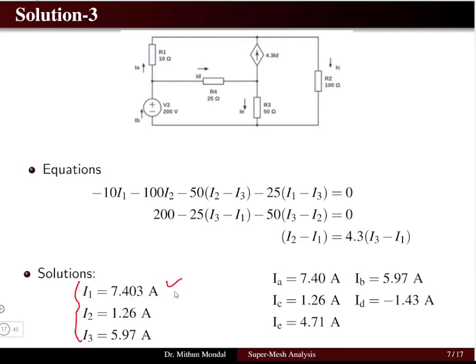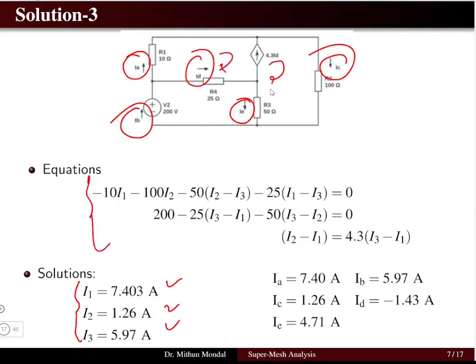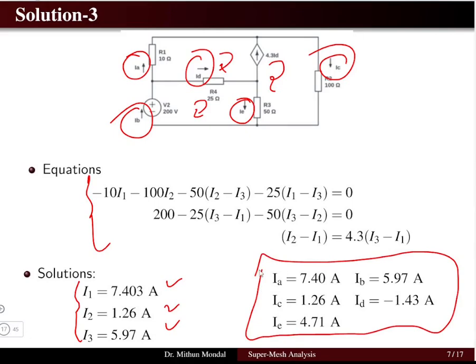Once we have got I1, I2 and I3, the individual current that is flowing through each element we can determine from the mesh current. One current which is at the boundary will be equal to the mesh current, but with a difference in the sign convention depending upon whether we have taken the clockwise or anti-clockwise direction. This solution has been given for the clockwise direction of the current, and then we can find all these currents through the individual elements.